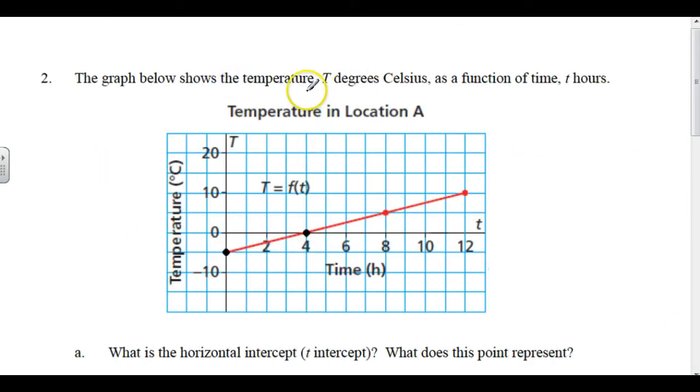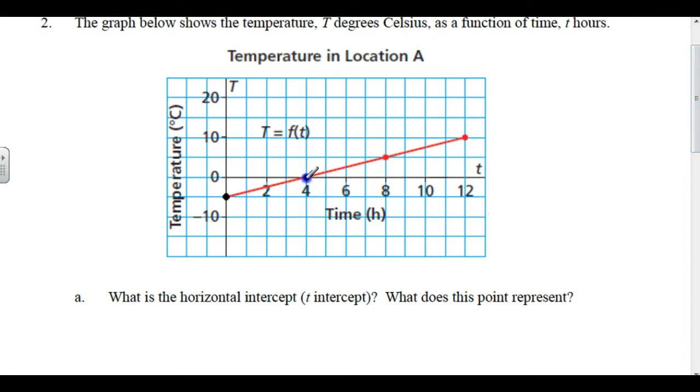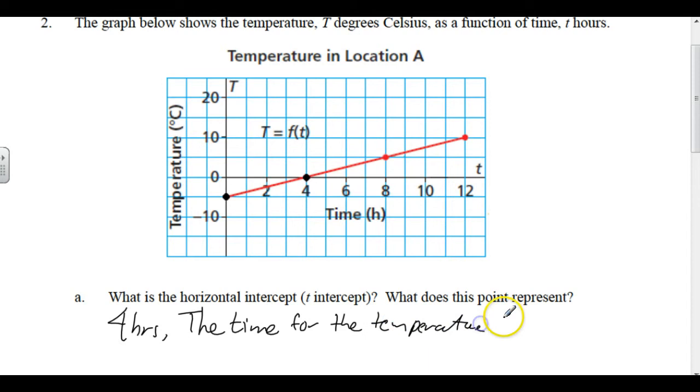The graph below shows the temperature T measured in degrees Celsius as a function of time measured in hours. What is the horizontal intercept, or the t-intercept? So that's 4 hours. And what does this point represent? The time for the temperature to get to 0 degrees Celsius.